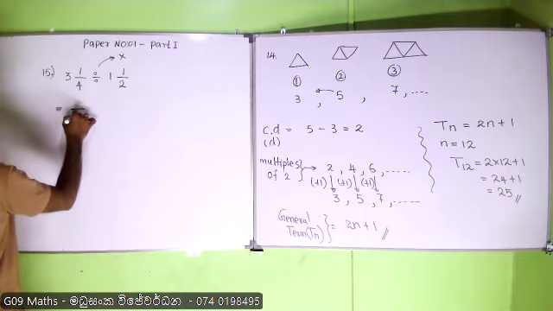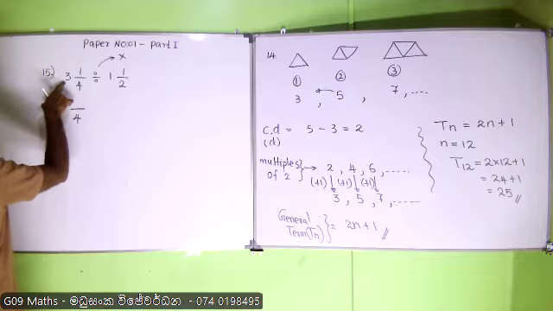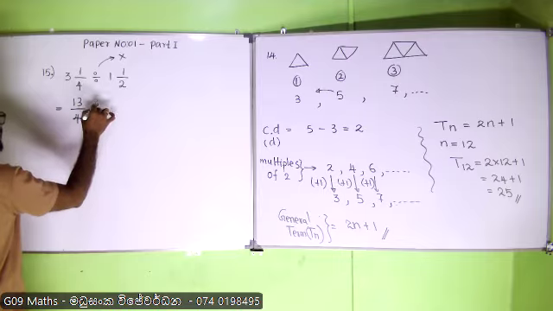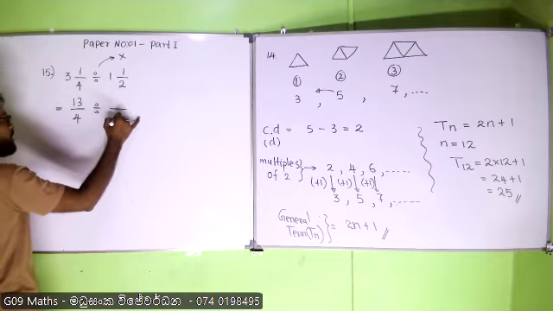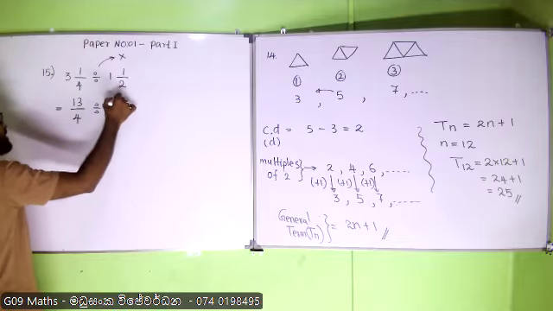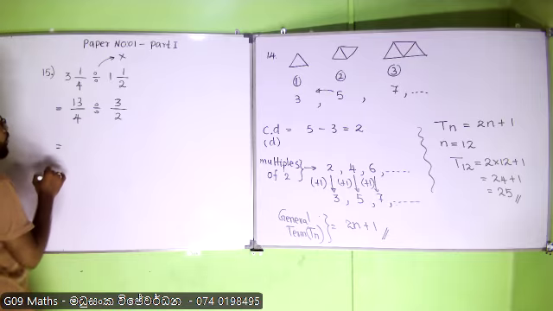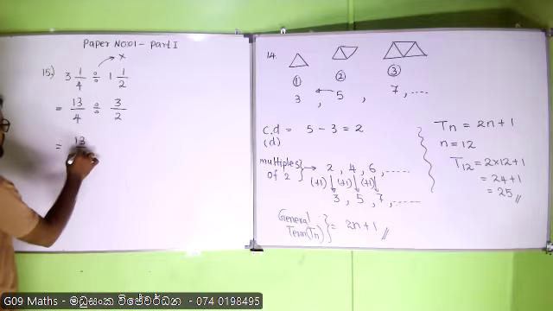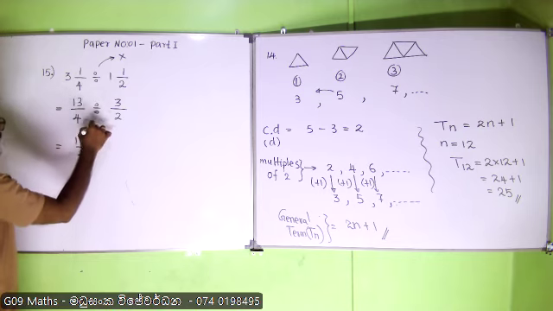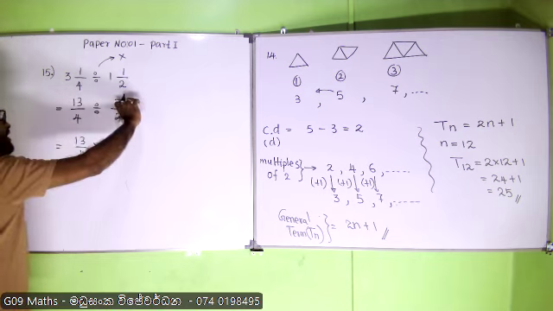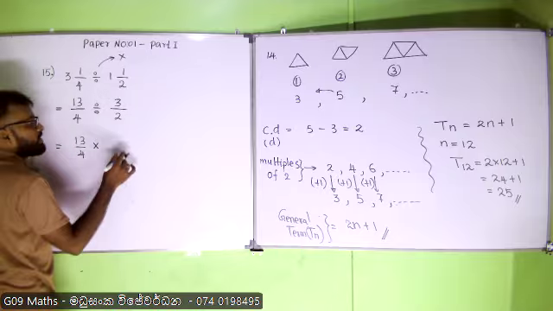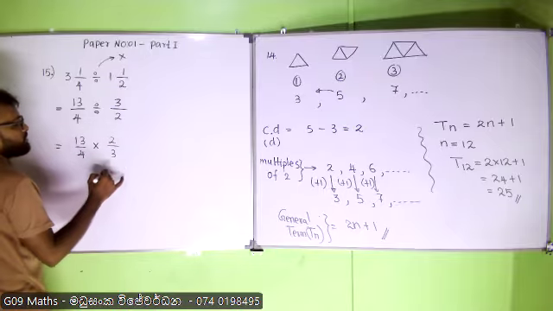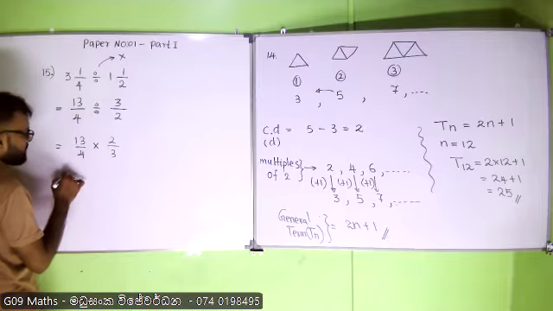Denominator is 4. 4 times 3, 12. 12 plus 1, 13. 13 upon 4. Division mark. Denominator is 2. 2 times 1, 2. 2 plus 1, 3. Okay, 3 upon 2. Now I can do the conversion. Division mark, convert into multiplication. So I have to get the reciprocal of the other fraction. Reciprocal is changing the up and down. 2 upon 3.